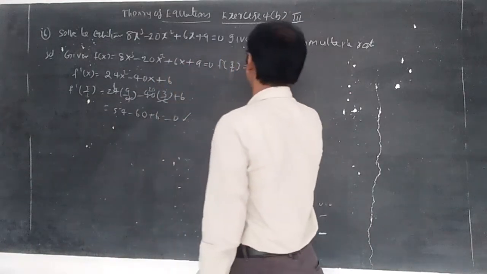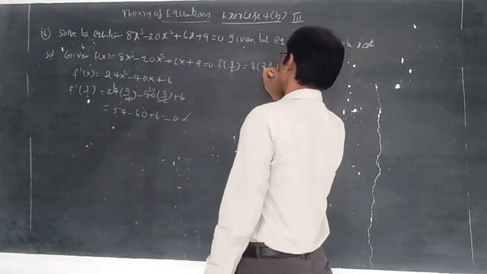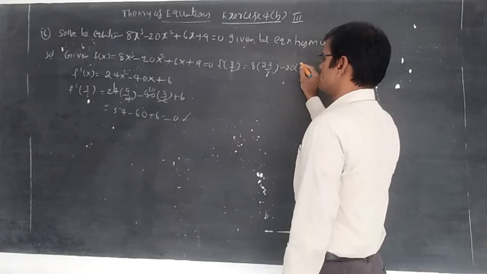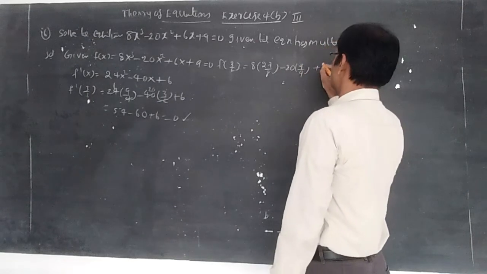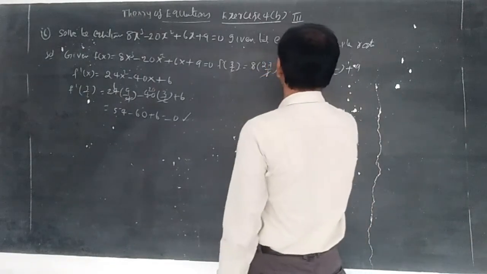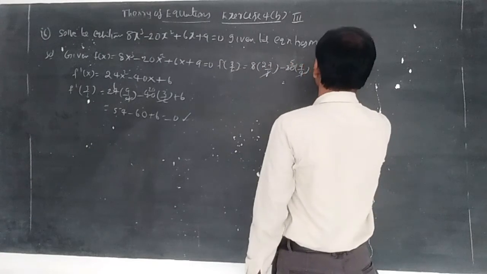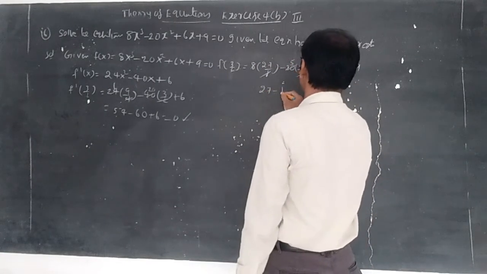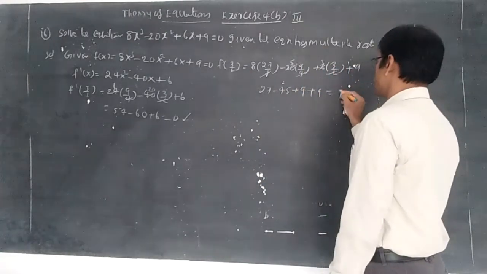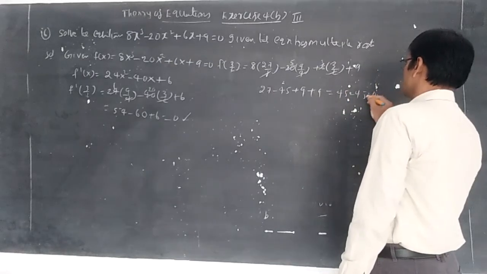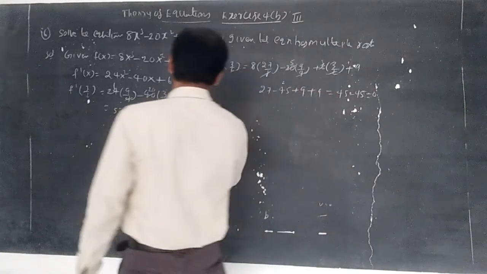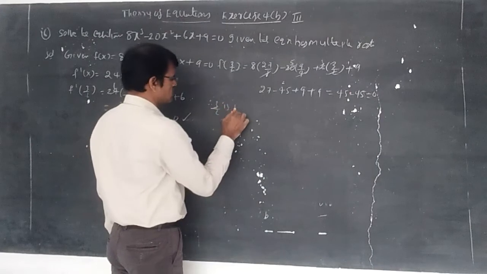Sure. 8 into 3 by 2 cube means 27 by 8. 27 by 8 minus 20 into 9 by 4 plus 6 into 3 by 2 plus 9. So 8 and 8 get cancelled, 4 times 5 and 2 times 3. Here 27 minus 45 plus 9 plus 9, that is 45 minus 45 equal to 0. Therefore 3 by 2 is a multiple root.